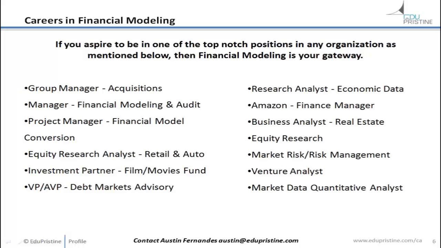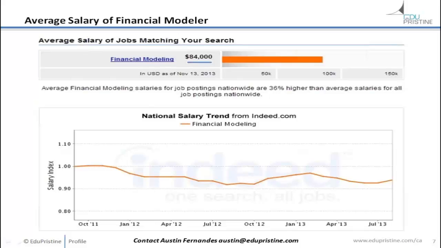Now, this is the average salary of any financial modeler. Of course, when we are saying a financial modeler, it's not just restricted to that. You're expected to have the fundamental knowledge of all the sectors you're working in to combine it with your financial modeling skills. So you're looking at somewhere around 80,000 to 100,000 US dollars. In some of the IBs, you'll get bonuses up to 50 to 90%.